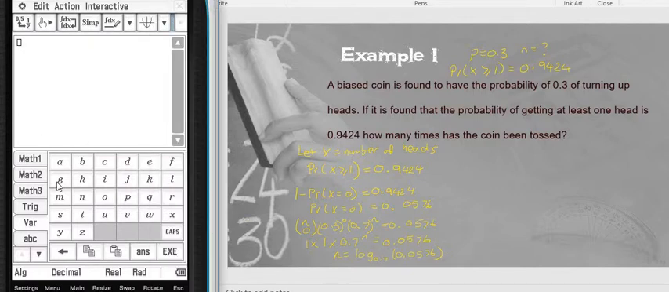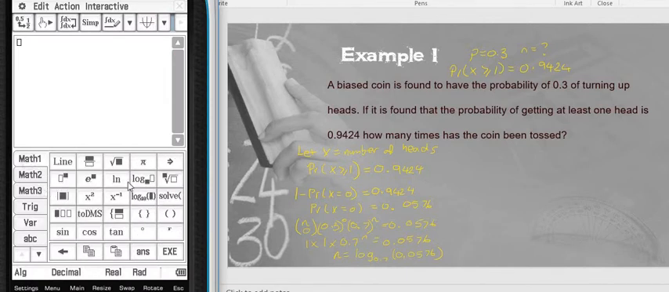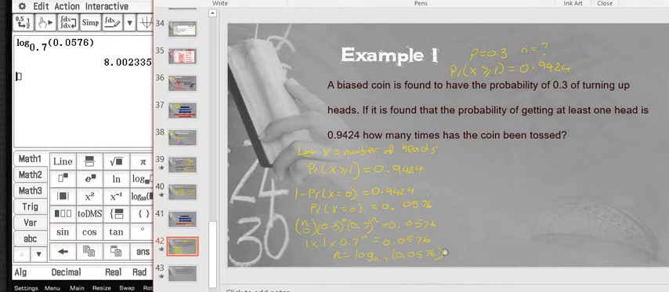Let's, for interest's sake though, pop this into the calculator and see what we would get. Log base 0.7 of 0.0576. And we get an answer of close enough to 8. N equals 8. So therefore, how many times has the coin been tossed so that we're getting this probability? Our final answer would be 8.